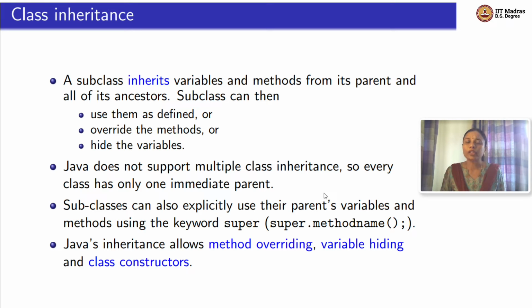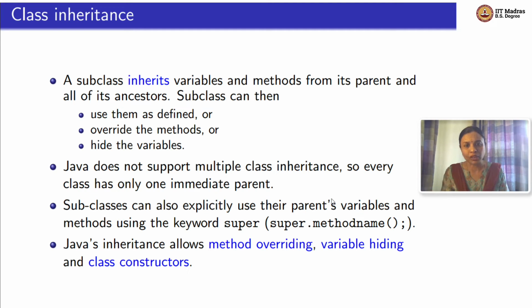A programming language like Java specifically does not support multiple class inheritance. So you won't have things that are coming together from two parent classes into a child class. So every subclass or child class has only one immediate parent. Different object-oriented programming languages can differ on this feature. Subclasses can also explicitly use their parents' variables that they inherit.